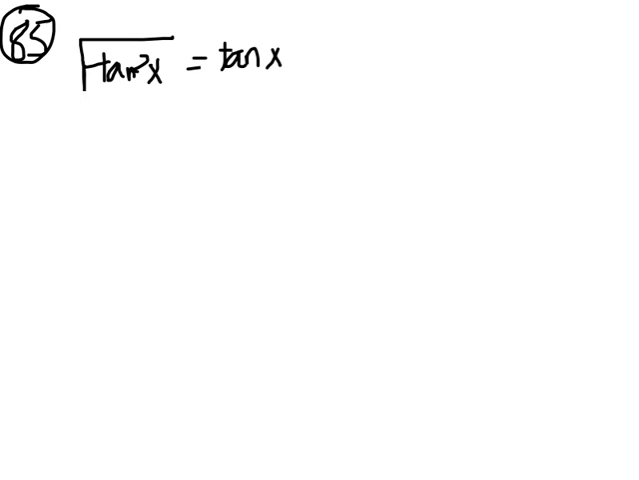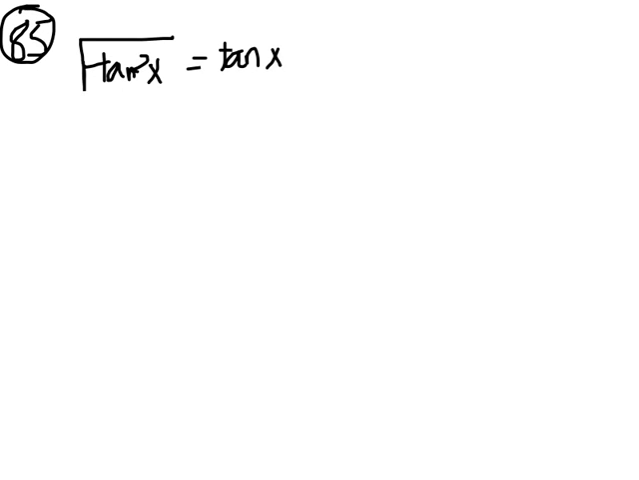Okay, problem for you. Let's look at 85. 85 says, in exercises 85 and 86, which we're just doing 85, explain why the equation is not an identity and find one value of the variable for which the equation is not true. So the square root of tangent squared x is equal to tangent x. Okay, here's the problem with this.